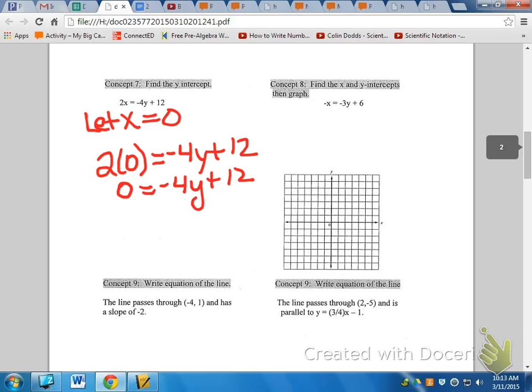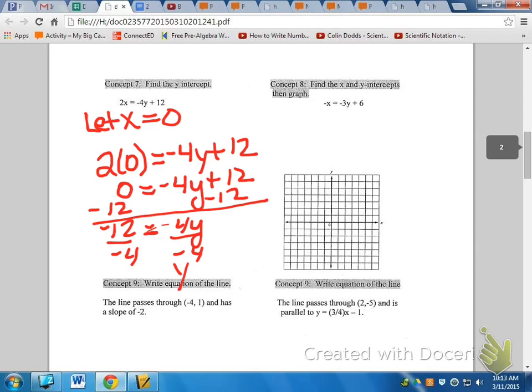Now I just need to solve for my y. So I'm going to subtract 12 from each side. Negative 12 equals negative 4y. And I'm going to divide by negative 4. So my y-intercept would be at 3.